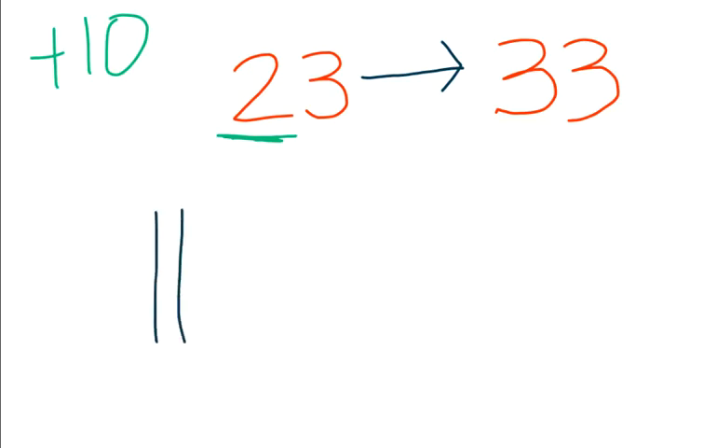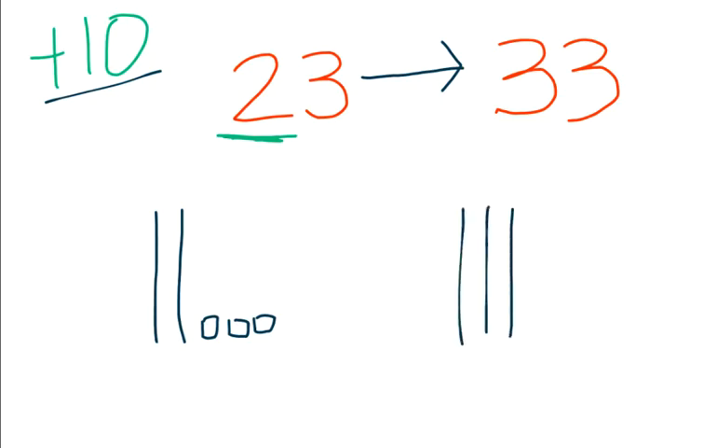2 tens and 3 ones. And we're saying plus 10. So that's 1 ten. Here's our 2 tens plus 1 ten. And here's our 3 cubes because our ones place didn't change. We're going to think a little bit about that when we talk about our open number line and use our open number line. We're really going to focus on plus 10.